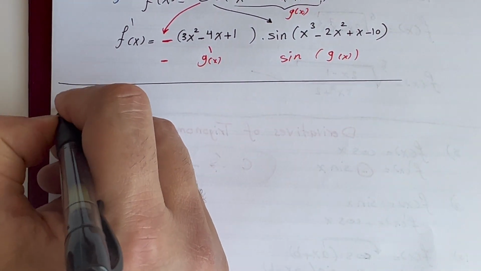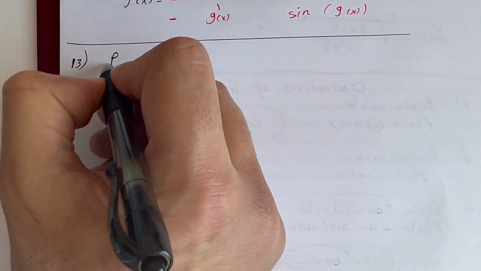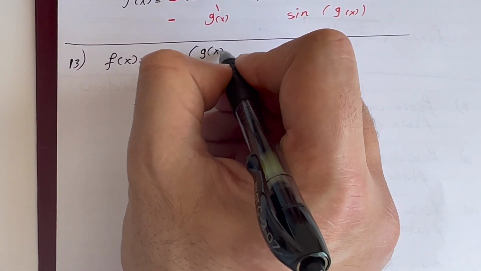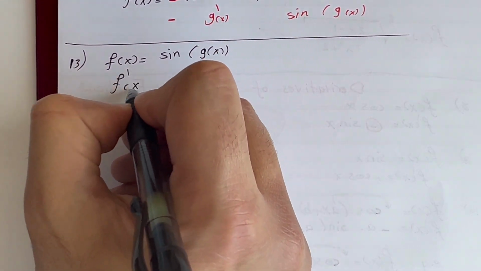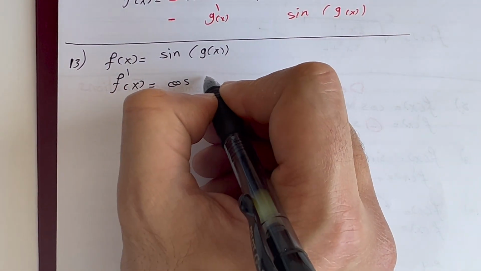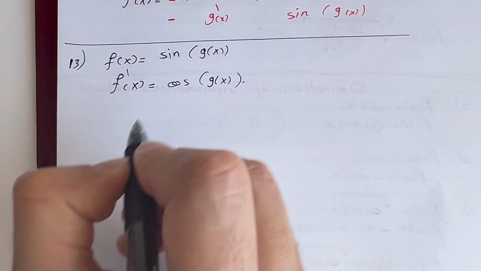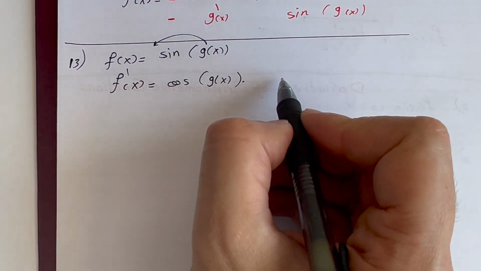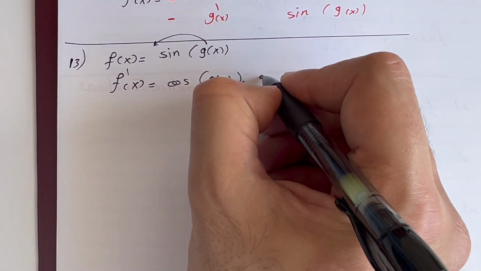Same thing with sine. Rule number 13. What if I have sine of function j of x? The derivative would be cosine of the same function j of x, but don't forget to multiply by the derivative of the angle. Put it outside. You can put it before the cosine or after the cosine. It's fine. j prime x.